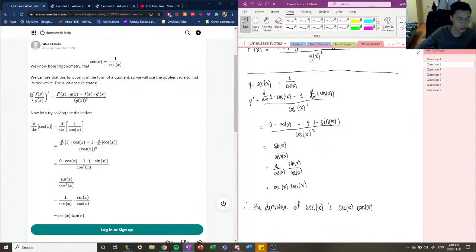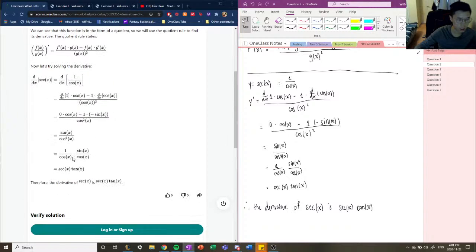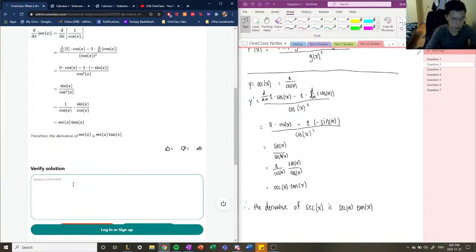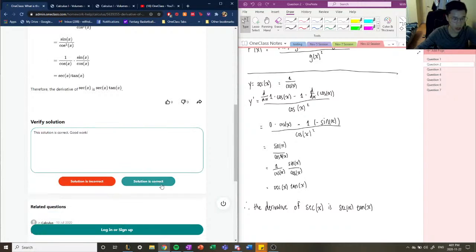So the junior tutor also did this. They stated the quotient rule, and then they correctly applied the quotient rule to find our derivative, and then they simplified and used some identities to come to the final conclusion, which is secant x tan x. So this solution is correct. Cool. All right, moving on.